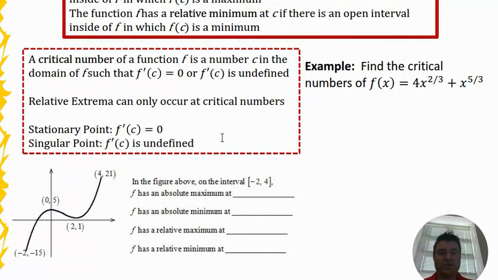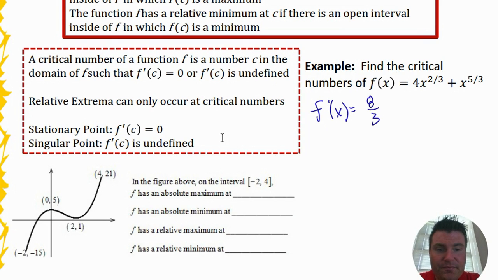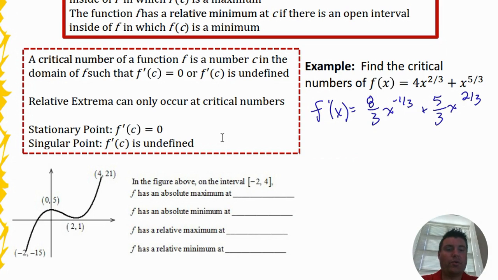So that being said, let's go ahead and do this example right over here off to the side. Let's go ahead and find our critical numbers of this. So the derivative of this function here is going to be 8/3 x to the negative 1/3 plus 5/3 x to the 2/3. Now we're going to want to set this equal to 0.